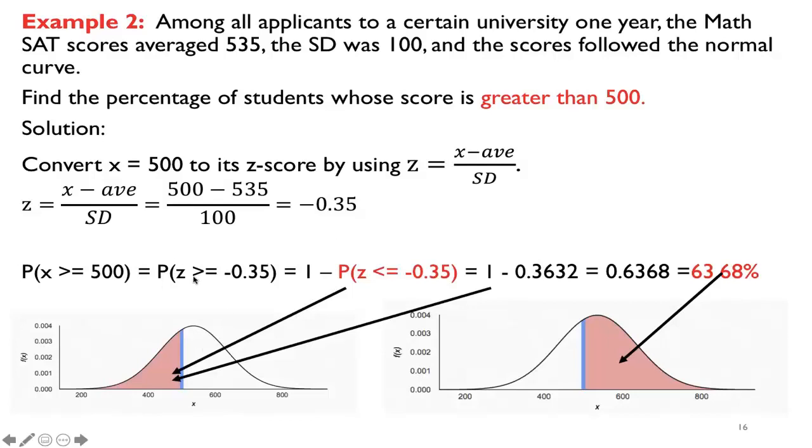So to find the probability that z is bigger than or equal to negative 0.35, I take 1 and I subtract the probability that z is less than or equal to negative 0.35. And so if this probability, for example, is about 36%, then the other probability must be about 63%, 64%. Yeah, so we just subtract it from 100%. So that's how we do that problem.